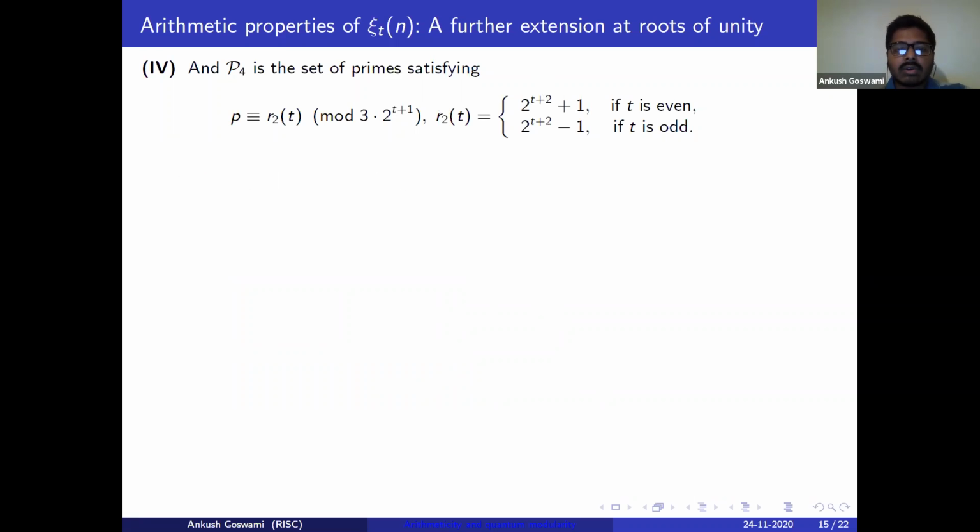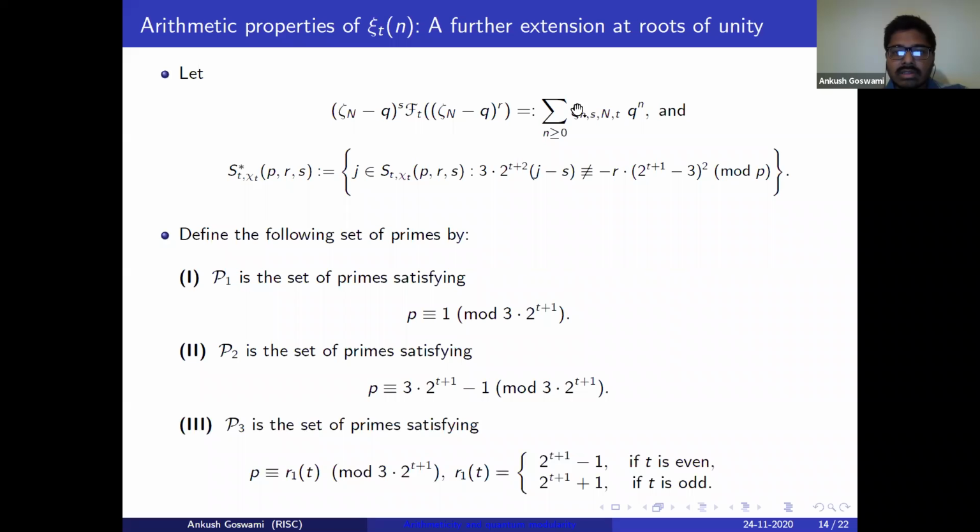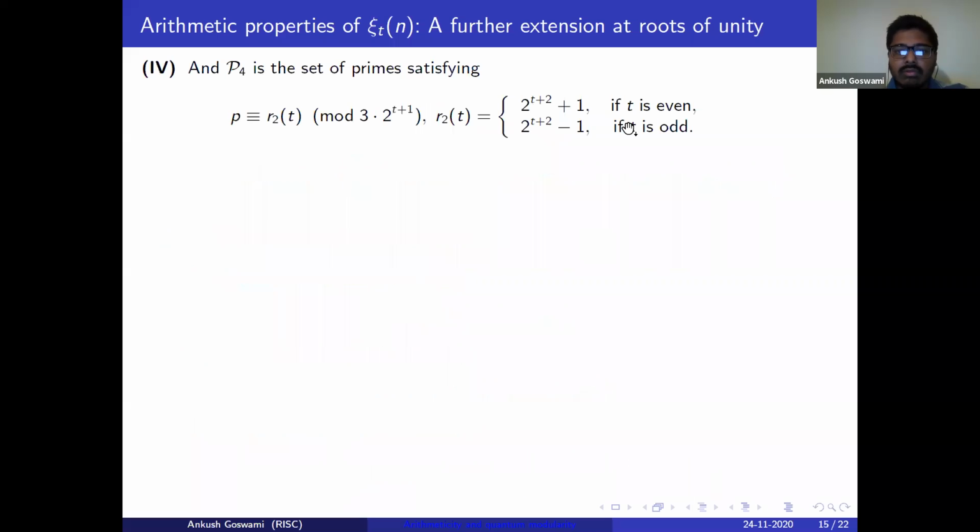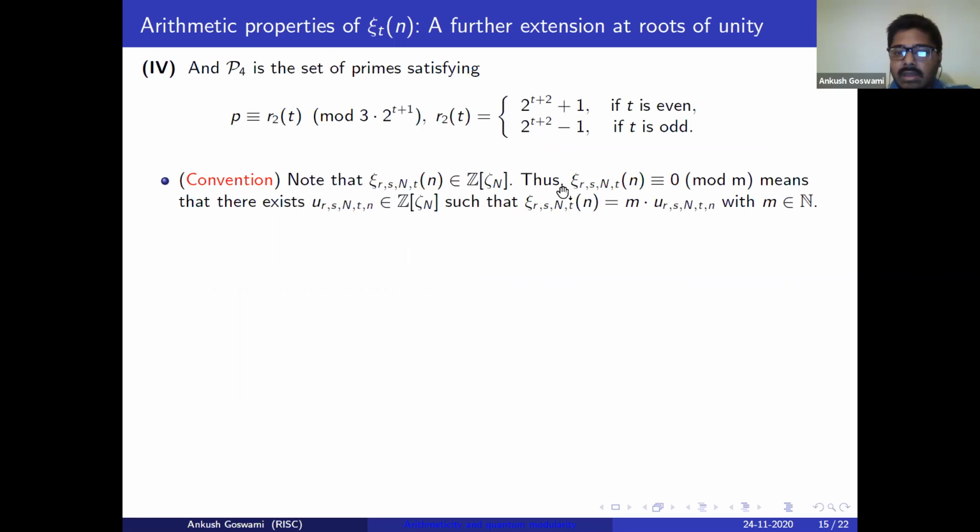before stating the main result about congruences for the numbers xi_r,s,t of n, we have to first note that this xi_r,s,t of n may not be integers, but they belong to the cyclotomic ring of integers. And so once again, when we say that xi_r,s,t of n is congruent to 0 mod m, where m is a positive integer, I mean that there exists an element u_r,s,t in the cyclotomic ring of integers such that you can write xi_r,s,t of n as a product of m and u. So this is the convention.